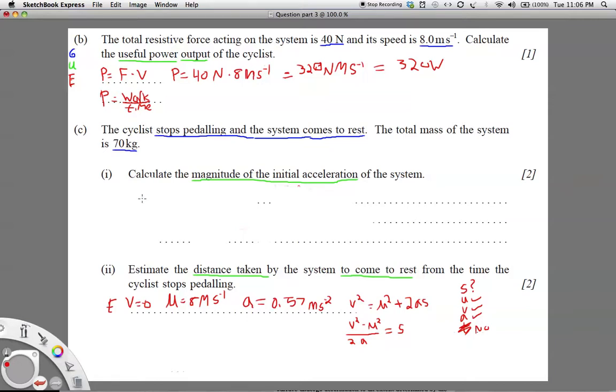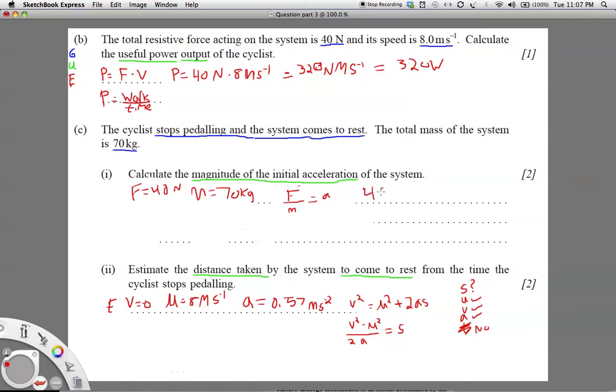Okay, part C: the cyclist stops pedaling and the system comes to rest. The total mass of the system is 70 kilograms. In this case, it's an F equals ma equation. I have the force, 40 newtons, and the mass, 70 kilograms. I just need to solve for a. From F equals ma, F divided by m equals a. Plug in the numbers.